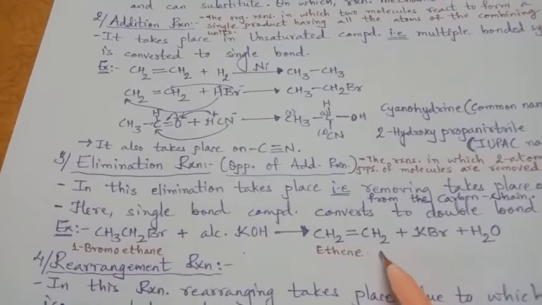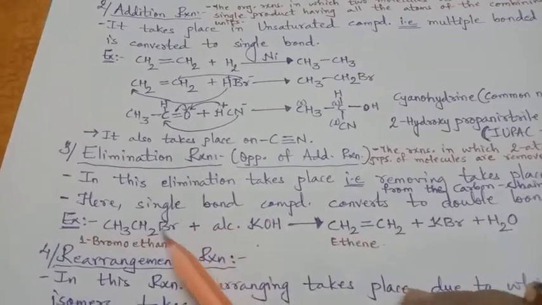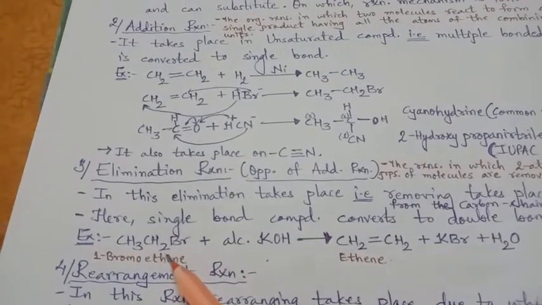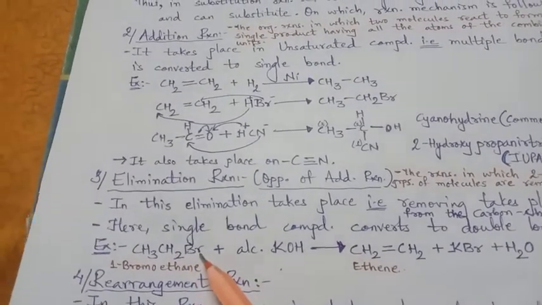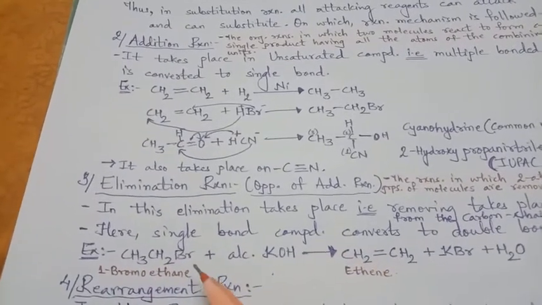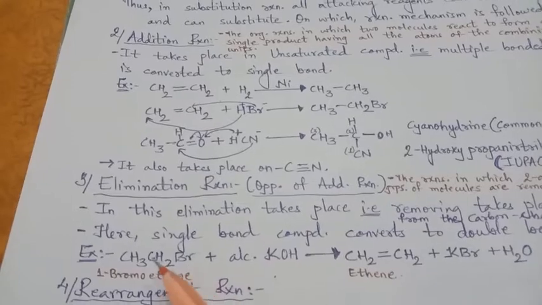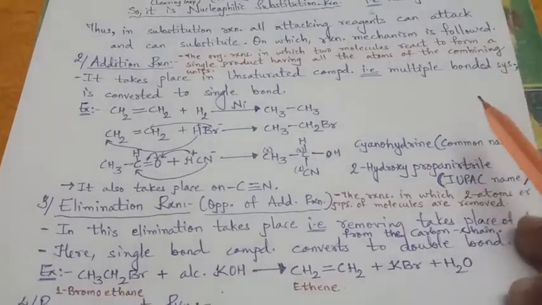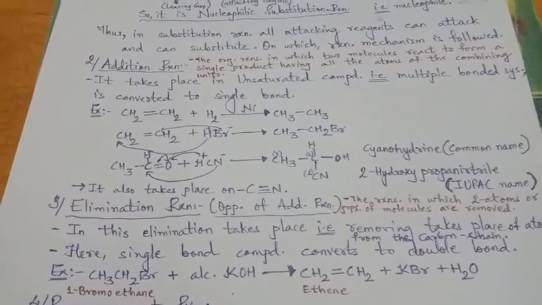So this is the elimination reaction. Br as well as H, both are removed. See, from the first carbon Br is removed, from the second carbon hydrogen is removed. So this is also a type of elimination, alpha beta elimination, right? So we'll see the types of elimination reaction.